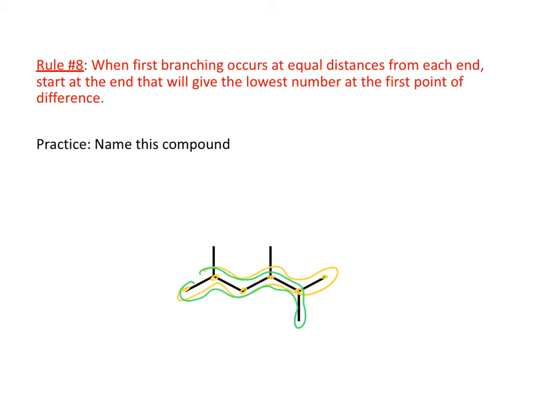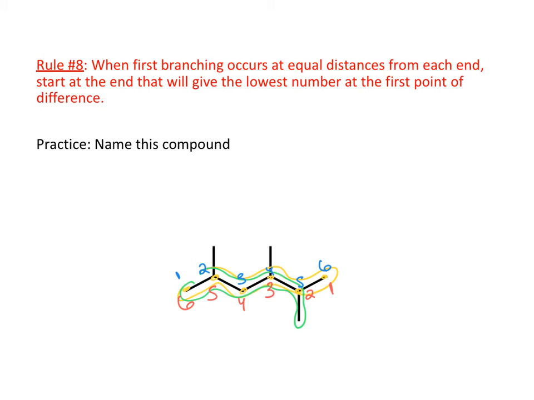So if I number from the left, 1, 2, 3, 4, 5, 6, I have a substituent at carbons 2, 4, and 5. If I number from the right, 1, 2, 3, 4, 5, 6, I have substituents at 2, 3, and 5. So I want to use the numbering in red because the second substituent would then be at the lower number 3, rather than the numbering in blue, where the second substituent would be at the higher number 4.